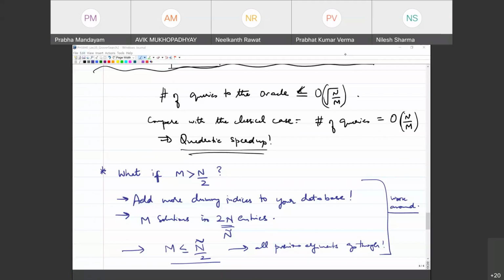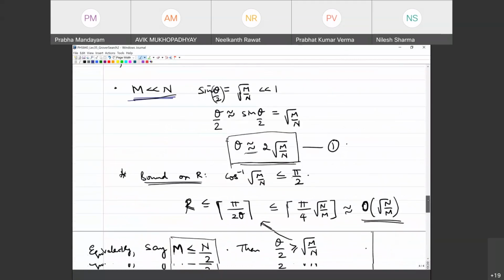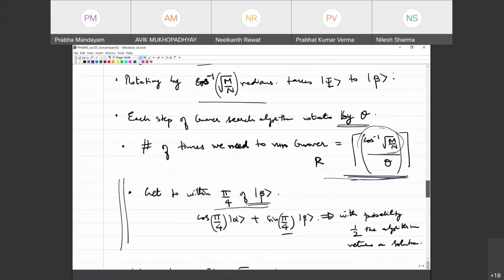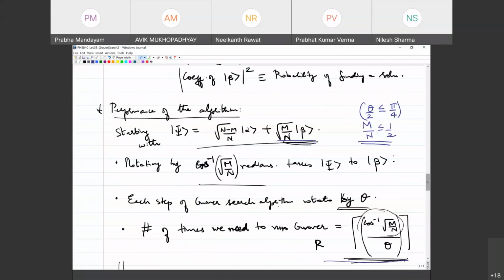So ma'am, in case m is equal to n, that means everything is a solution. In that case, psi will overlap with beta, right? Psi will be beta. And in that case, we need not add any kind of dummy. Nothing, yeah. Psi is exactly beta in that case, so there's nothing to be done.